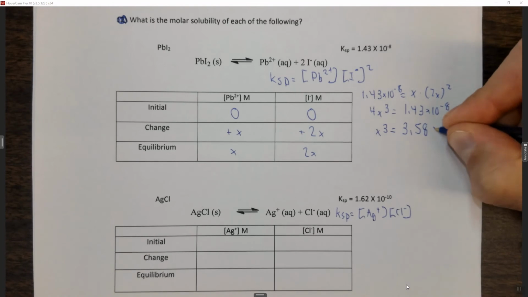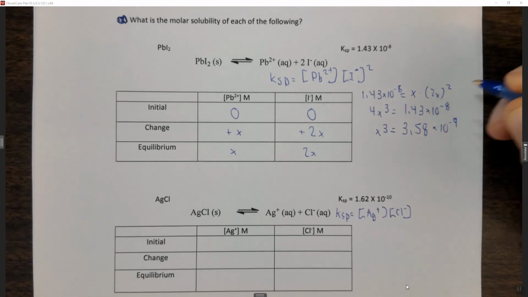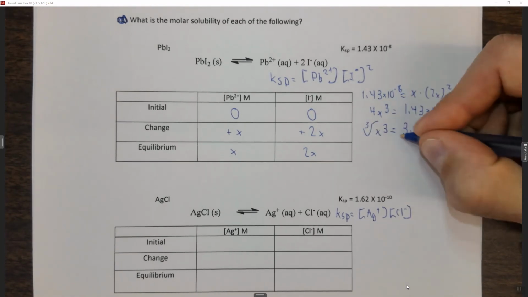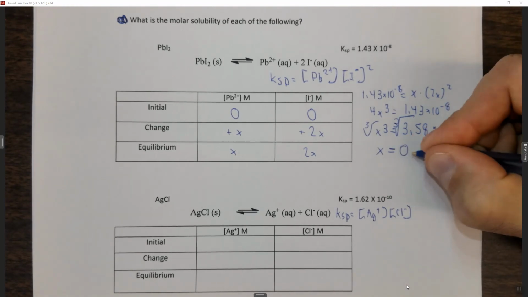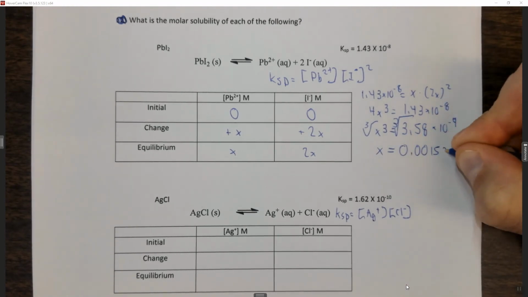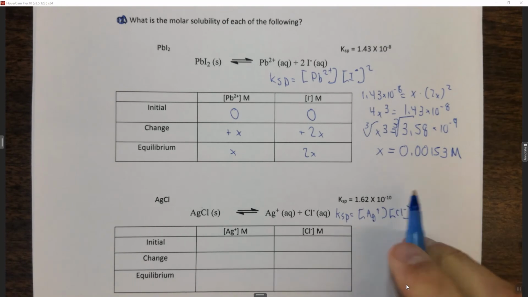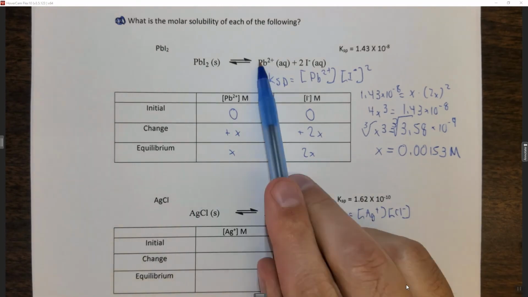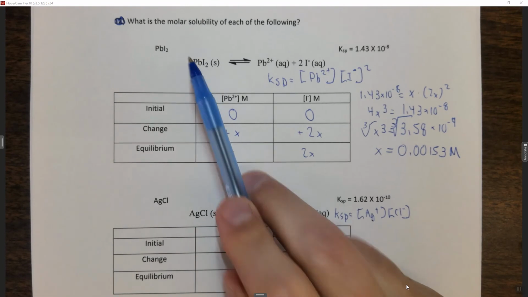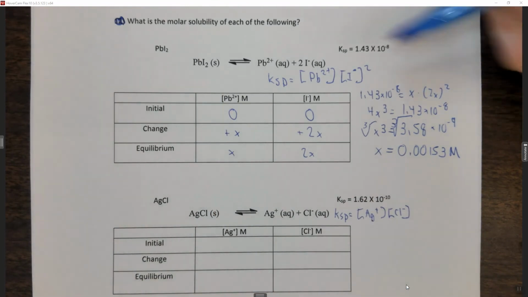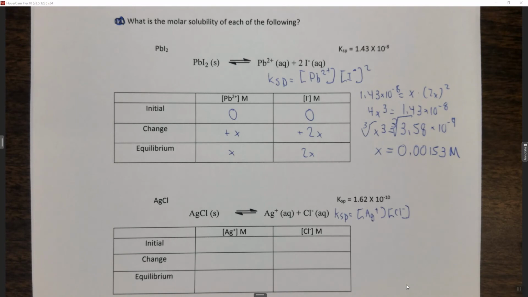3.58 times 10 to the minus 9, and then take the cube root of both sides, and you find that x is equal to 0.00153 molar. Note that there's one PbI2 for every one Pb, so this x is also equal to the molar solubility of this, so the molar solubility is 0.0153 molar. The AgCl case is arguably slightly easier because you don't have this 4x cubed stuff, okay?